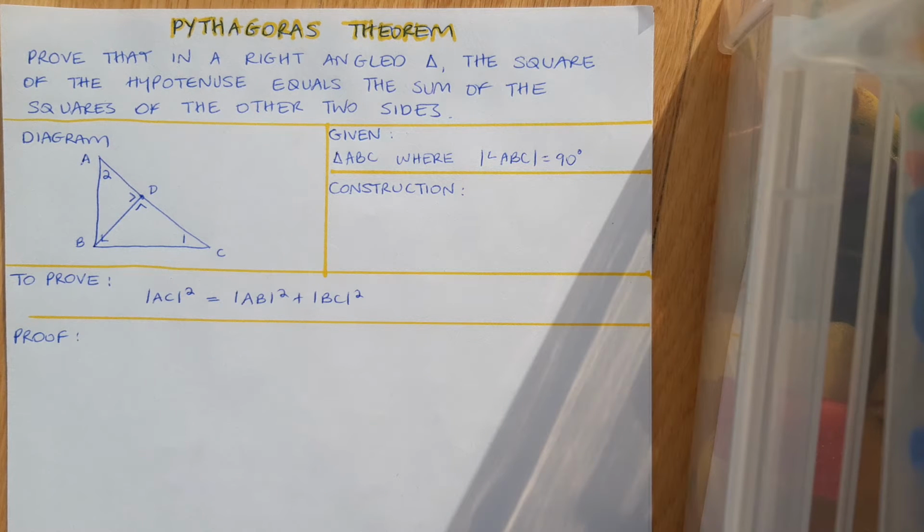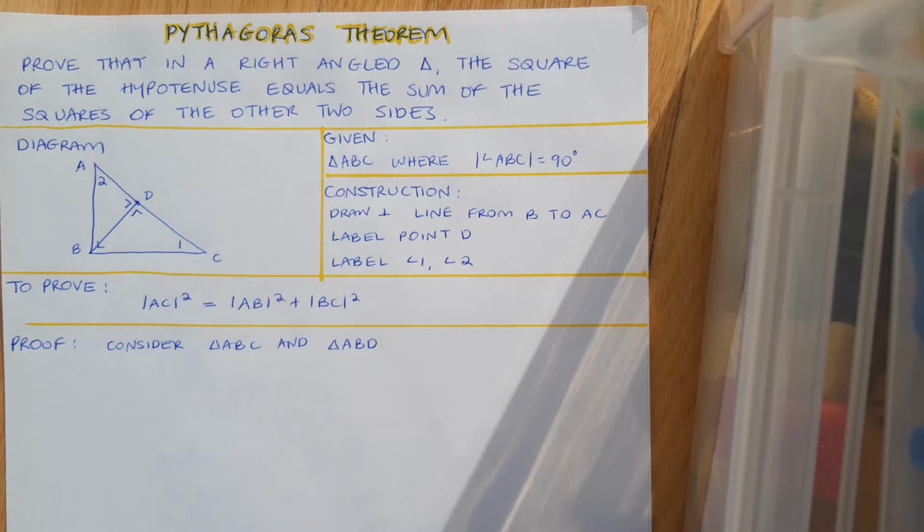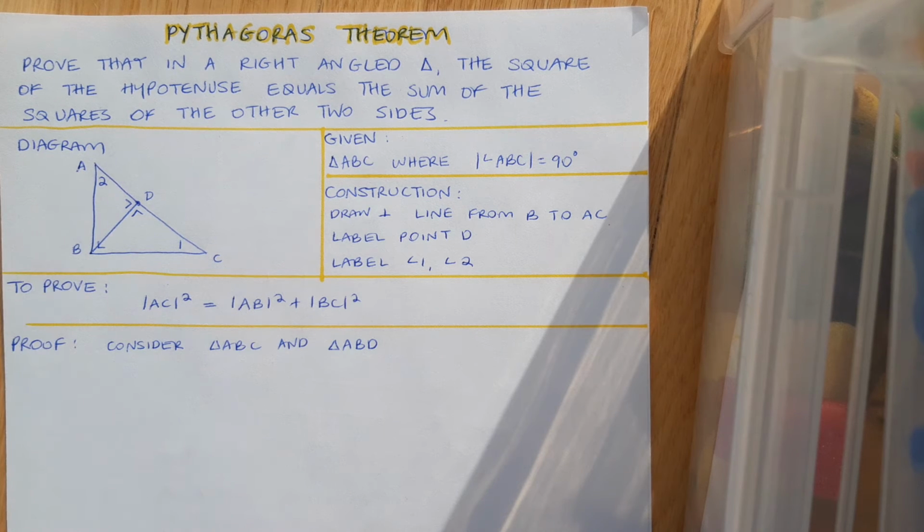So have a think, what do you think you should write in your construction? My construction is going to be to draw a perpendicular line from B to AC, label the point D, and label the angles 1 and 2. And now we're into the proof. This proof is based on similar triangles. So I'm going to take the large triangle in turns with each of the smaller triangles that I've created and identify that they are similar.